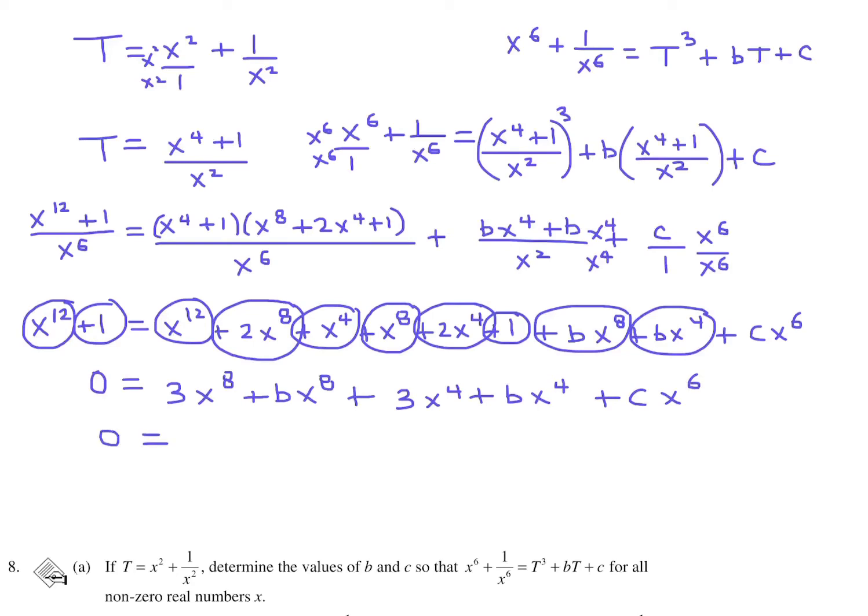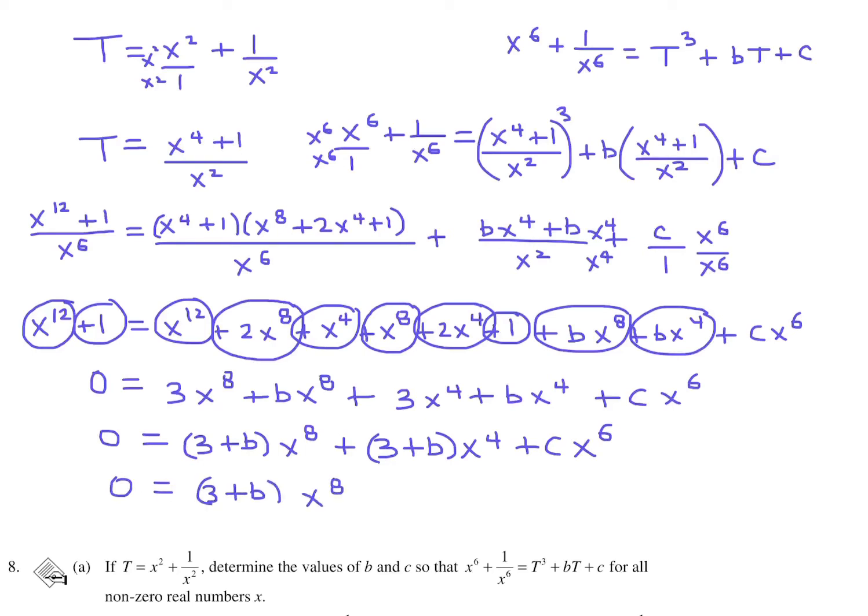Factor out an x to the 8th, and I've got 3 plus b. Factor out an x to the 4th, and I've got 3 plus b. And then cx to the 6th. If I factor the 3 plus b, I get x to the 8th plus x to the 4th, plus cx to the 6th. And I think that's about as far as I can go. And this is equal to 0.